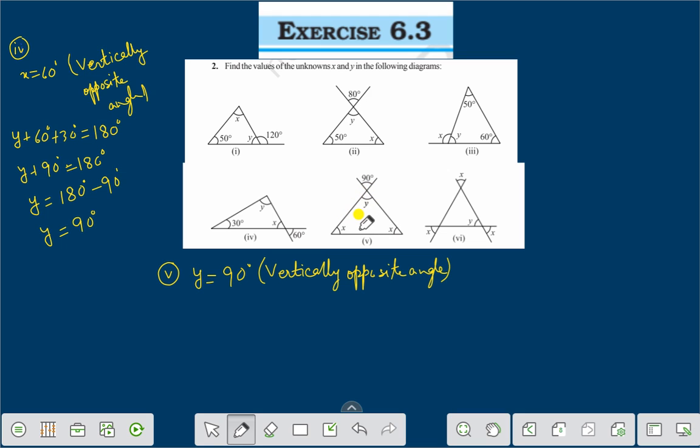Now we know that the sum of the angles of a triangle is 180 degrees, so x plus x plus y is equal to 180 degrees. Therefore, x plus x plus 90 degrees is equal to 180 degrees. This is the angle sum property of a triangle.